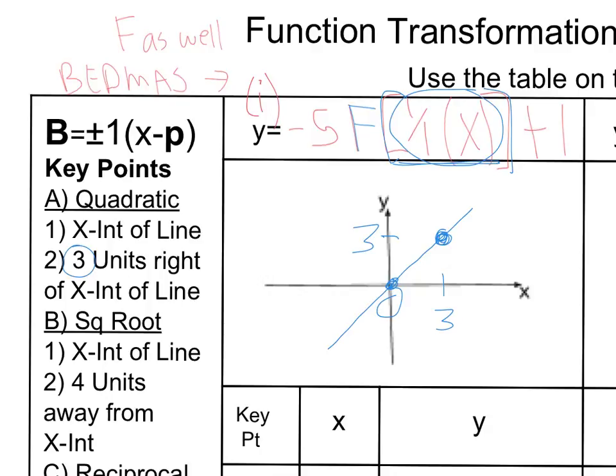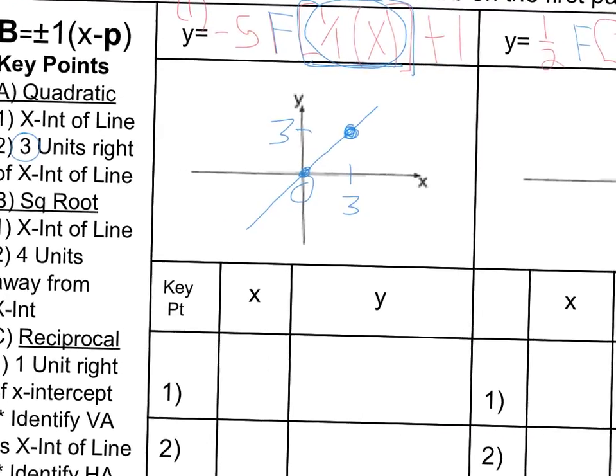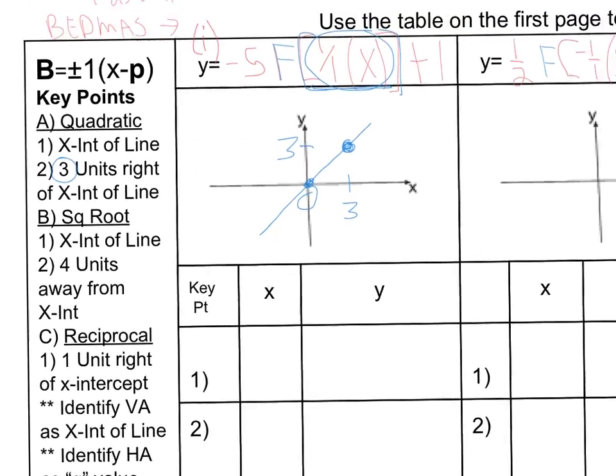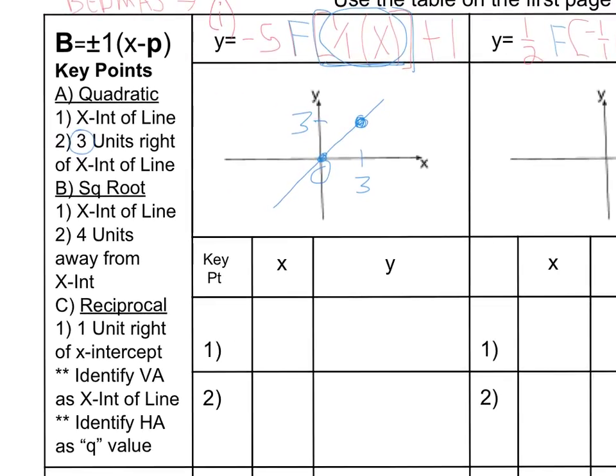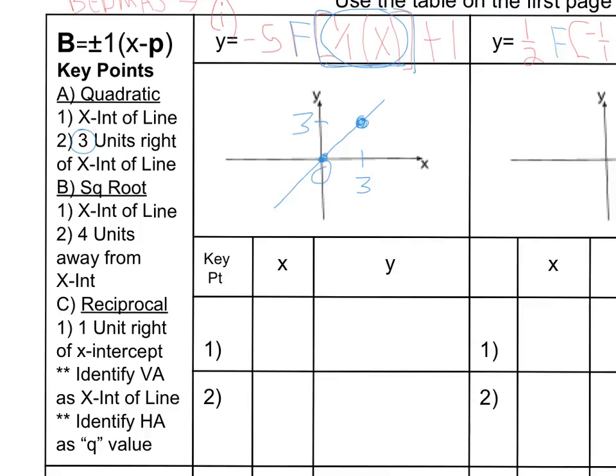Okay, so let's record those. We've got a table below. So our first key point is at the origin. We always make a point at the x-intercept of the line. So that's going to be 0 and 0, and the other key point, 3 units to the right, will be 3 and 3 because it's a straight line with a slope of 1.